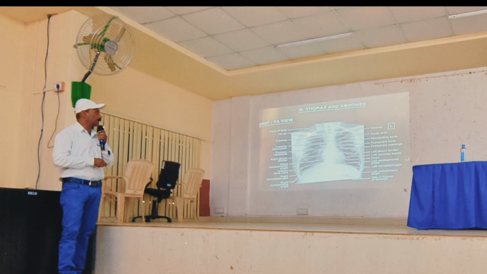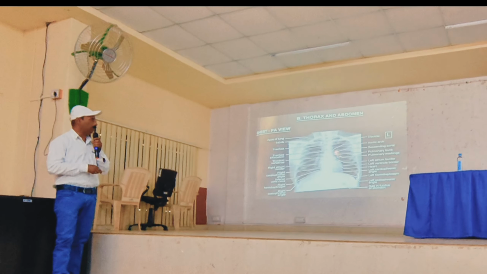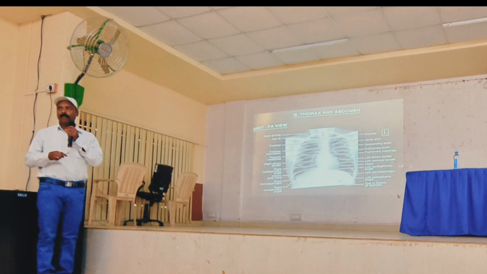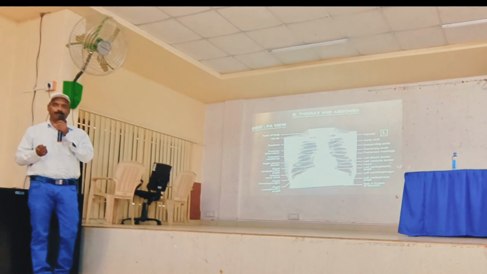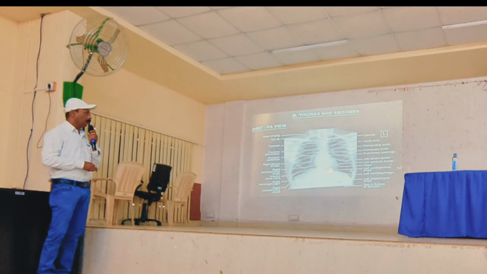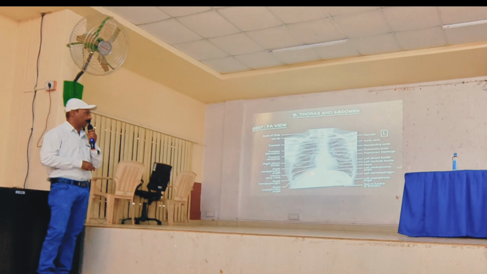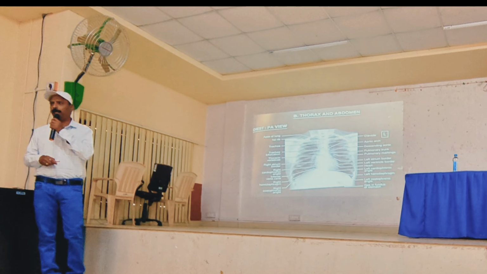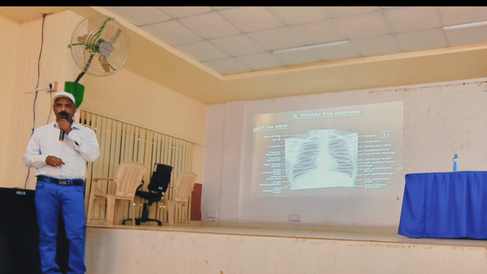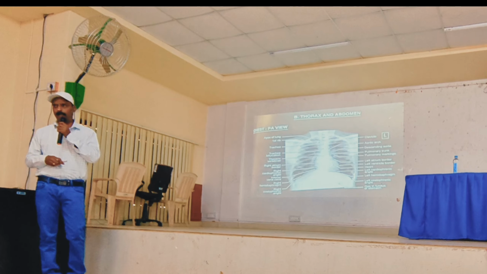So here we have to see the clavicle, trachea, vertebrae, and this is the heart shadow. And I have told you to be very specific to see the domes of the diaphragm. We are going to get the left dome of the diaphragm and right dome of the diaphragm. Here in the fundus of the stomach, we are going to get the gas shadow. So this is the normal thing which we require.